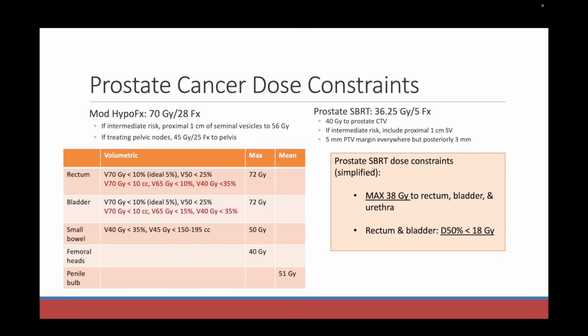Here are some simplified prostate SBRT dose constraints that are easy to remember. So you want your max dose to the rectum, bladder, and urethra to be no more than 38 gray. And you want your D50% to the rectum and bladder to be less than 18 gray. Okay, so for prostate SBRT, max of 38 gray and D50% less than 18 gray for the rectum and bladder.